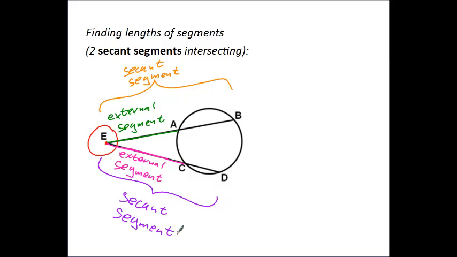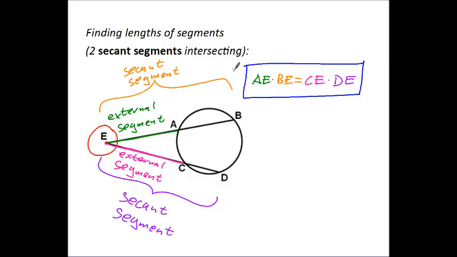So we can write AE times BE is equal to CE times DE, and that is exactly the same formula as before.